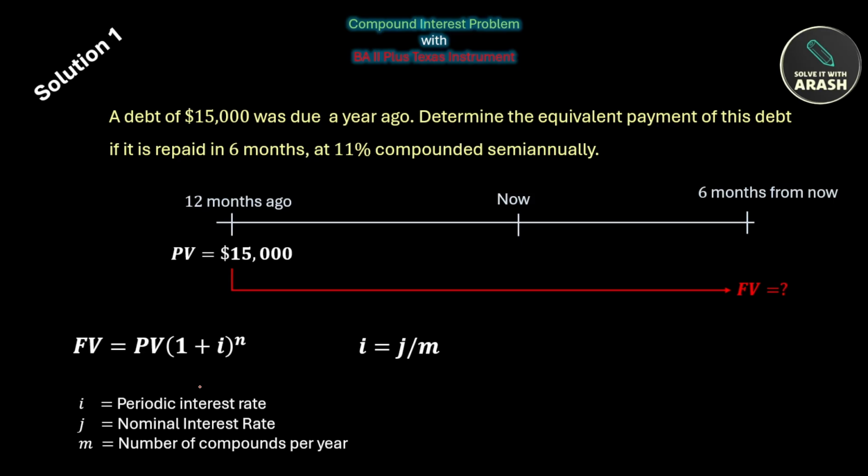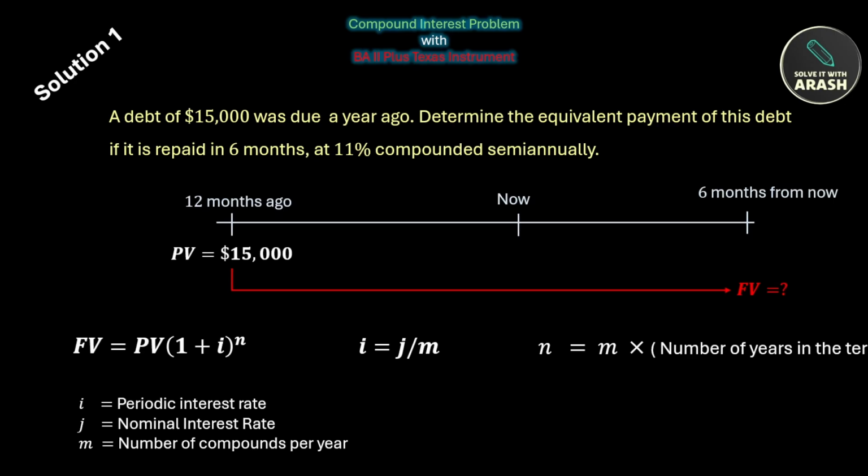So we divide j by m, meaning 11 by 2, that gives us i. And we need to use i in decimals, not percent. So i is going to be 0.11 divided by 2, which is equal to 0.055. The next parameter is n, the exponent, which is equal to m times the number of years in the term. In this example, we're looking at 12 months ago to 6 months from now. So that's going to be 1.5 years. So m, 2, times 1.5 is equal to 3. Therefore, the exponent should be 3.